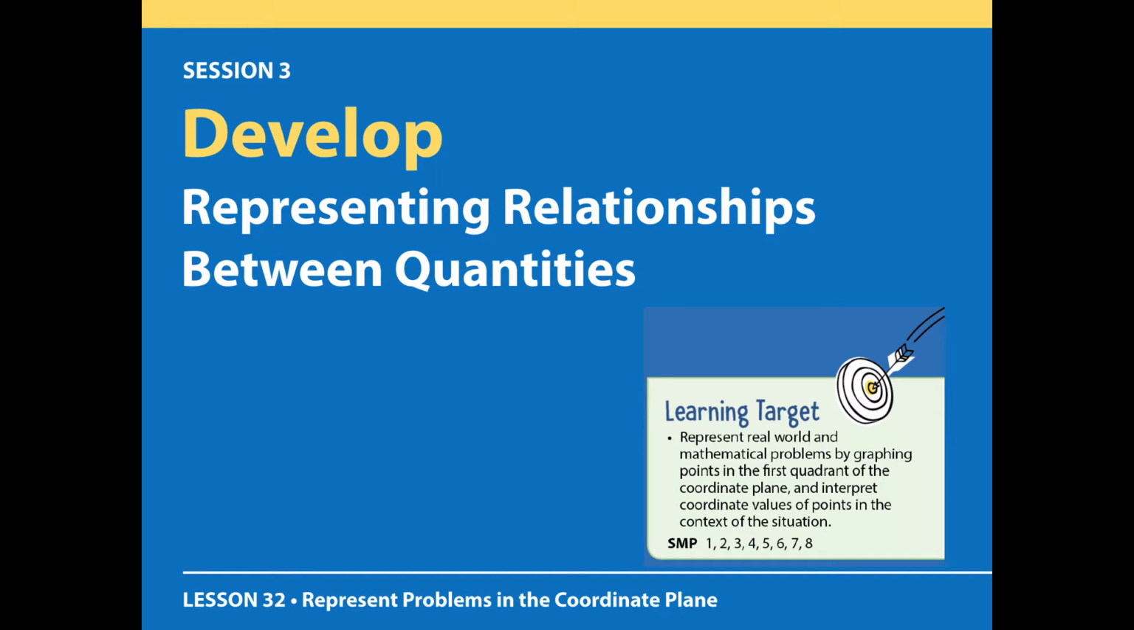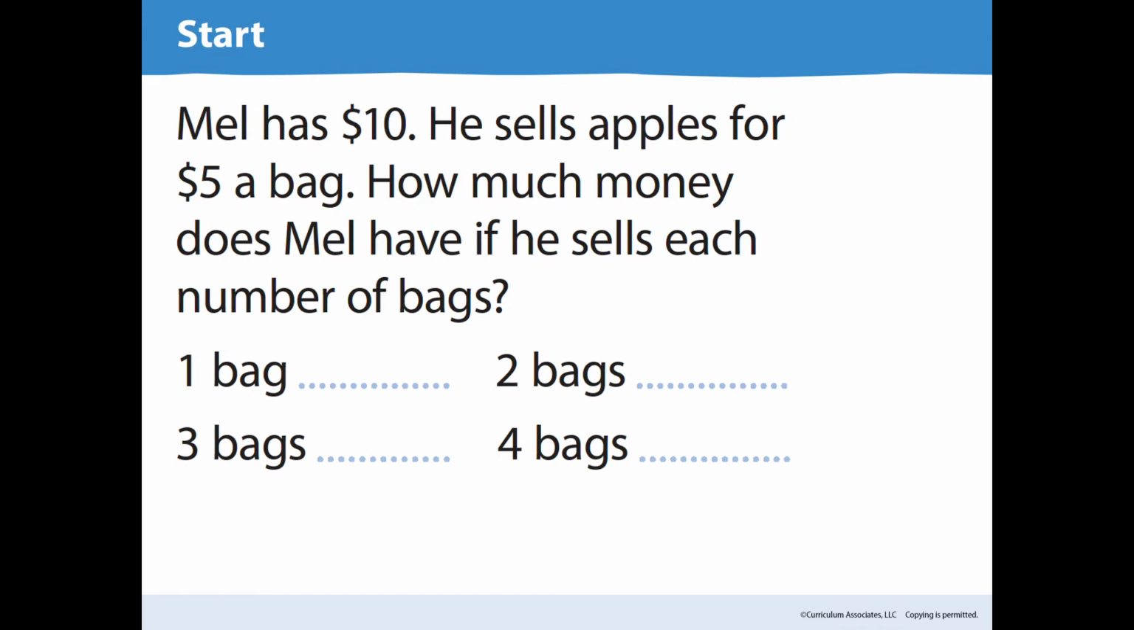This is Lesson 32, Session 3, Develop, representing relationships between quantities. Mel has $10. He sells apples for $5 a bag. How much money does Mel have if he sells each number of bags?